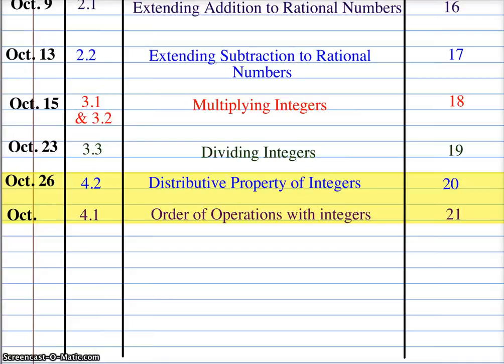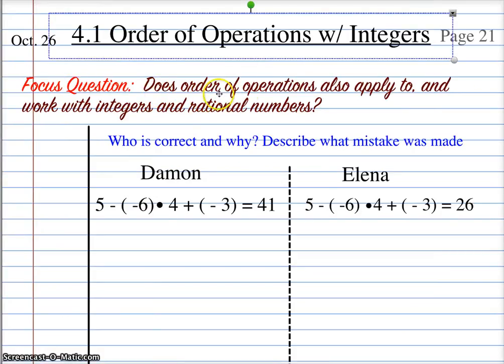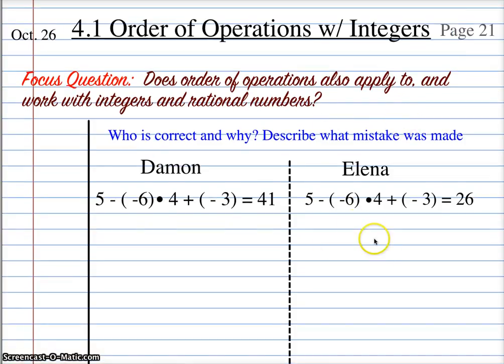So let's go back. So 4.1, focus question: does order of operations also apply to and work with integers and rational numbers? So that's our main idea. Okay, you should go ahead and pause the video, let the kids catch up, copy down the question and the focus question, the title, the page number.